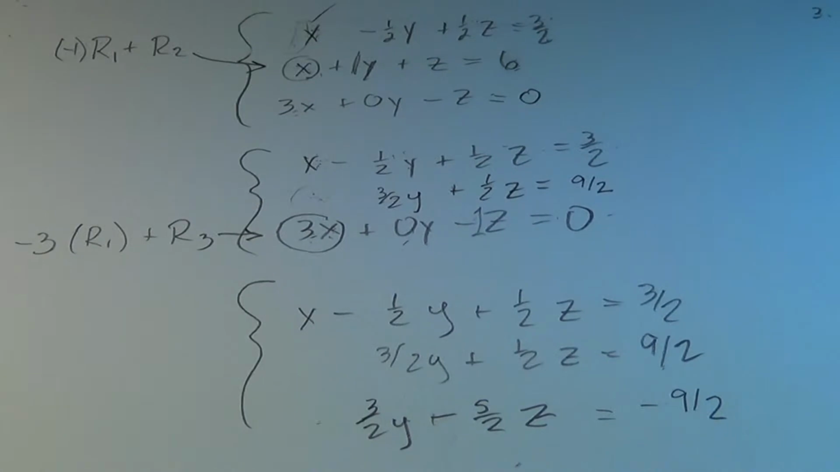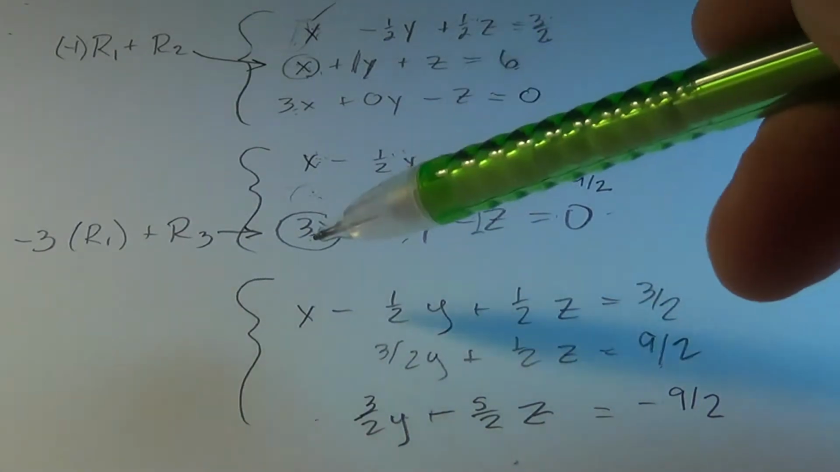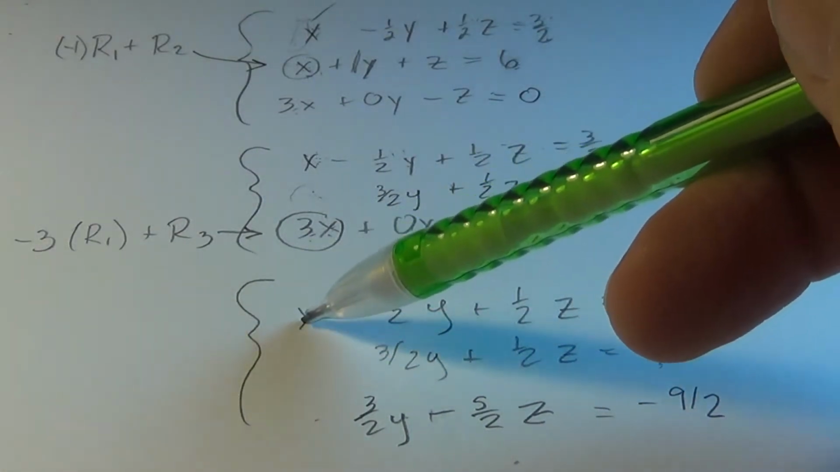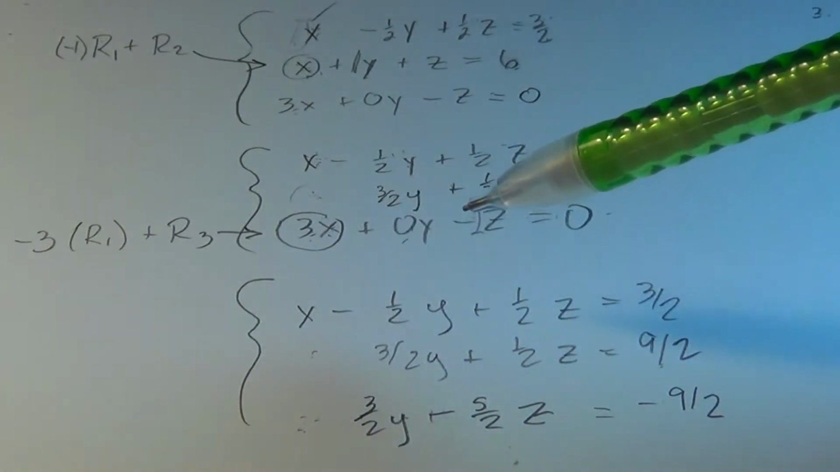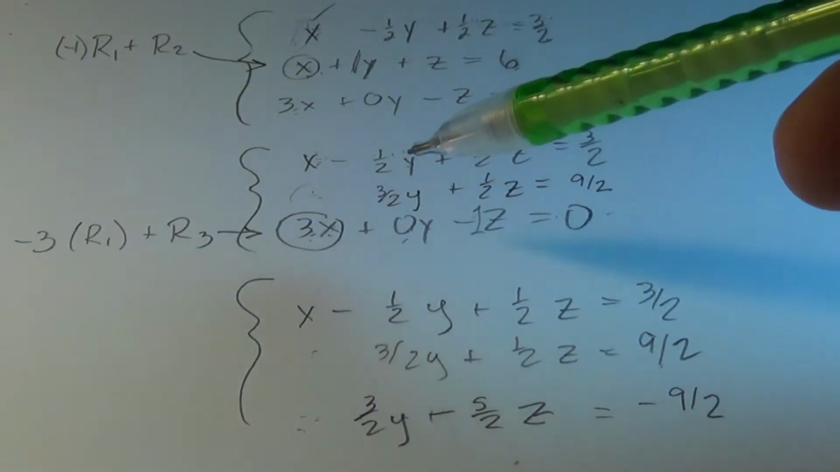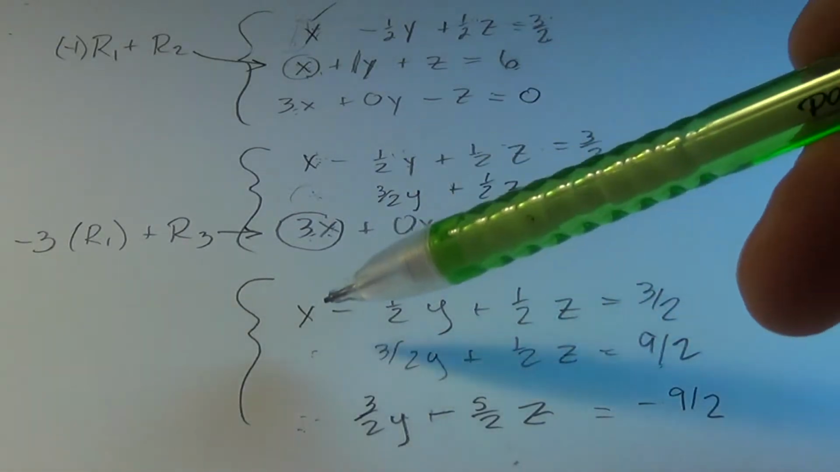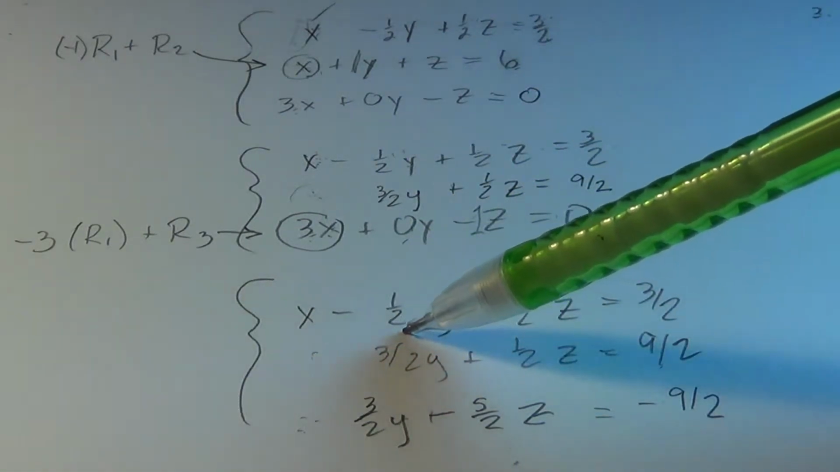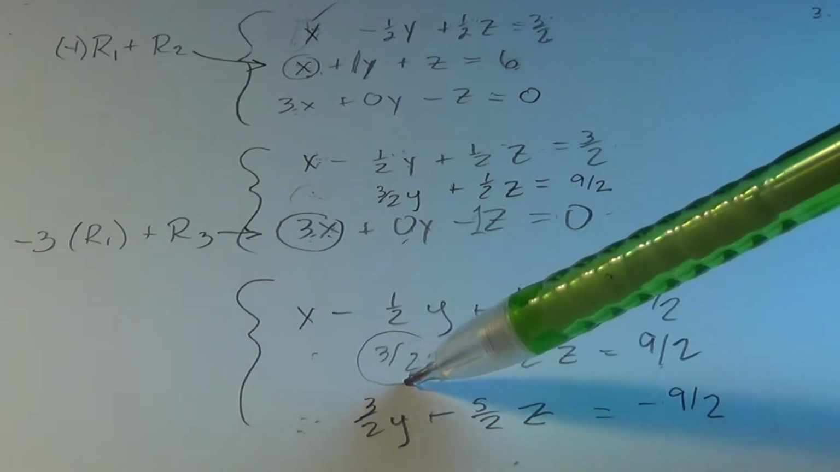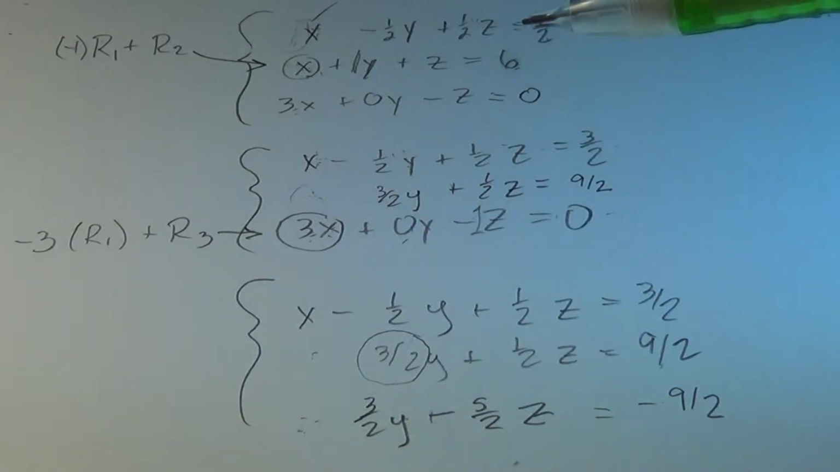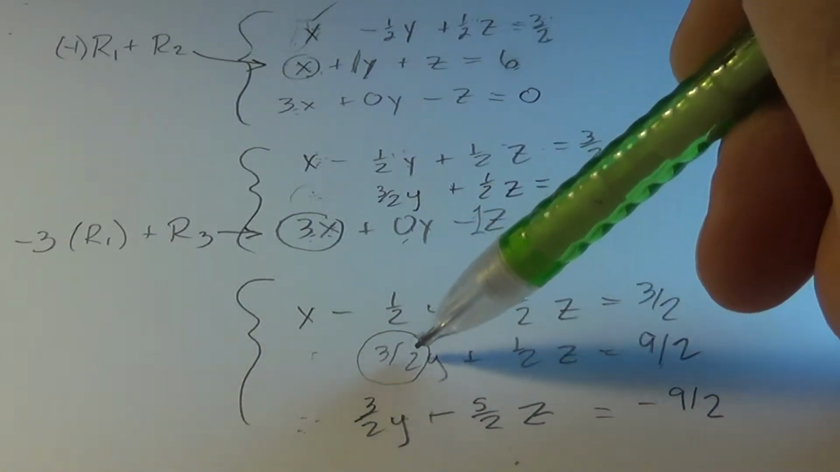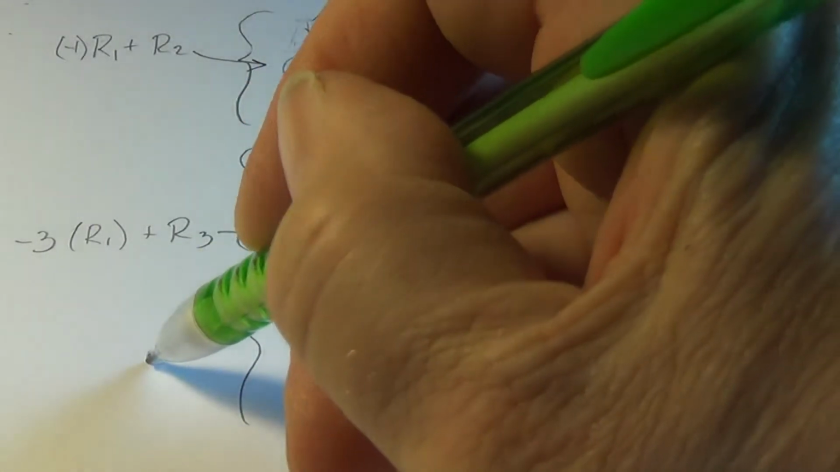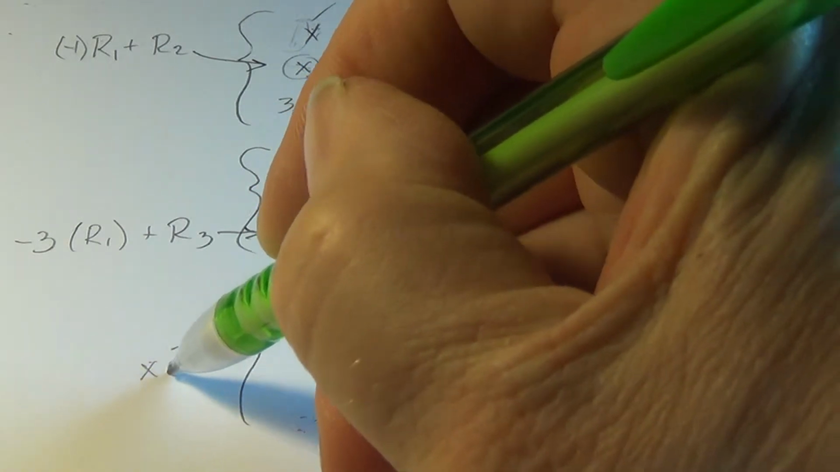Alright, so we're closer to row echelon form. We have a 1 in front of this x term and no x terms underneath of it. The next goal in row echelon form is to go to the y term, and we want the lead term in front of the second equation, where it begins with the y term, to be a 1. So what can I do to 3/2 to create a 1 there? I can divide by 3/2 or multiply by the reciprocal.